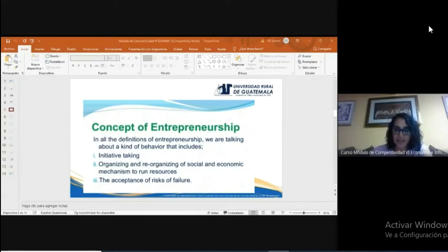And the last one, the acceptance of risk of failure. This is something that unfortunately we need to know, because probably in the first attempt we can fail. We probably won't have the success that we want. But this is something that we need to do, and we have to persevere in our ideas and all that we want for this new company.